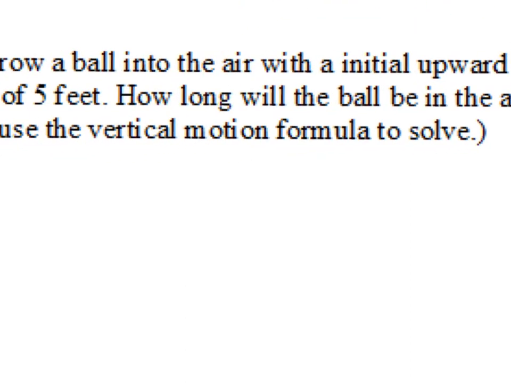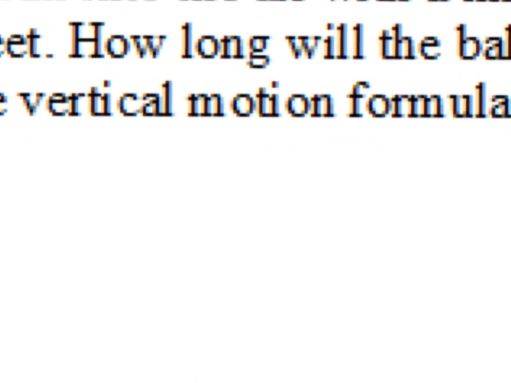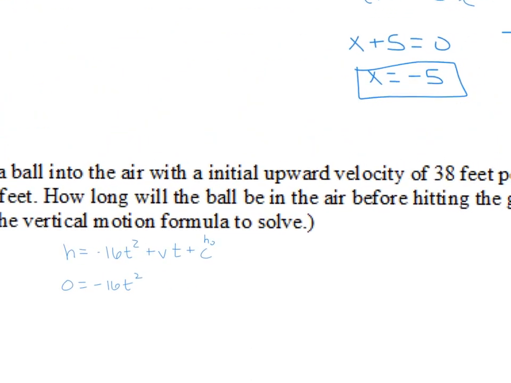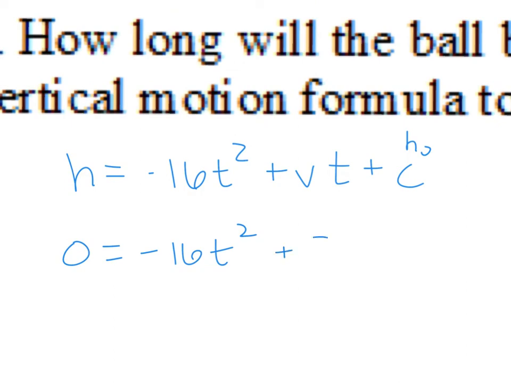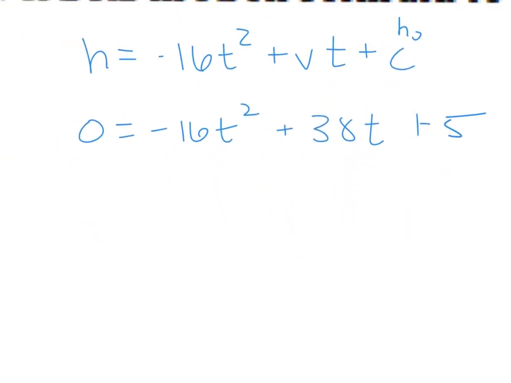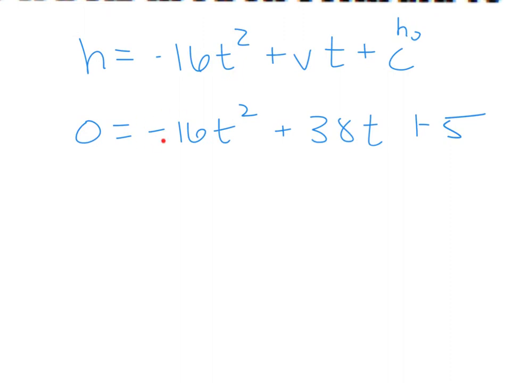So now it's telling you to use the vertical motion formula. Keep in mind that's h equals negative 16t squared plus vt plus c, or remember we also said that could be h sub 0, depending on what book or internet site you're using. All right, so we know the finishing height is 0. Negative 16t squared is just part of the formula. It has to do with gravity. Okay, so my initial velocity is 38, so I've got plus 38t, and then I've got a start height of 5. Now again, I want my front number here to be positive. It makes the factoring easier if this is positive.